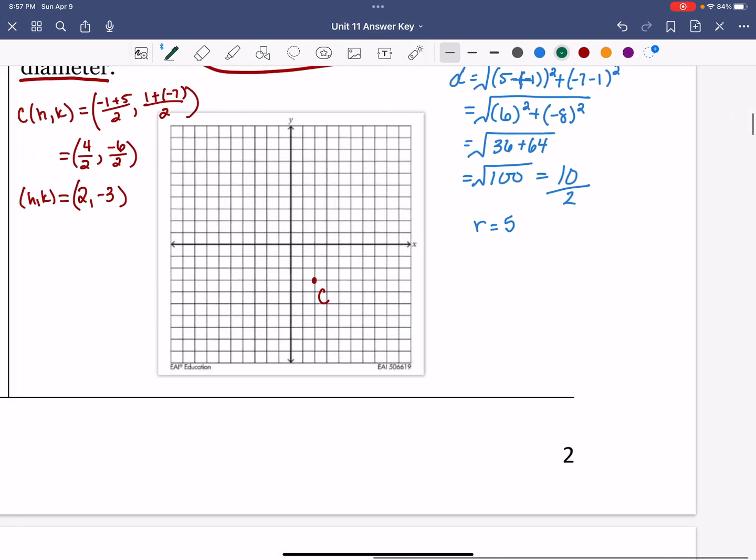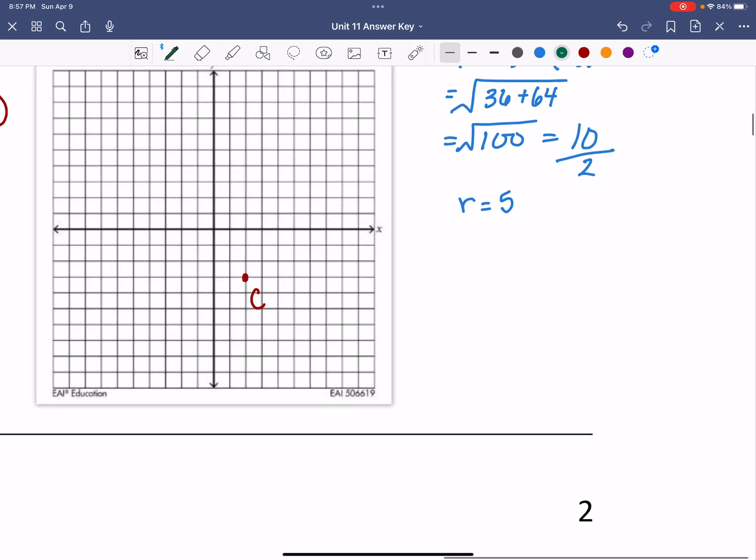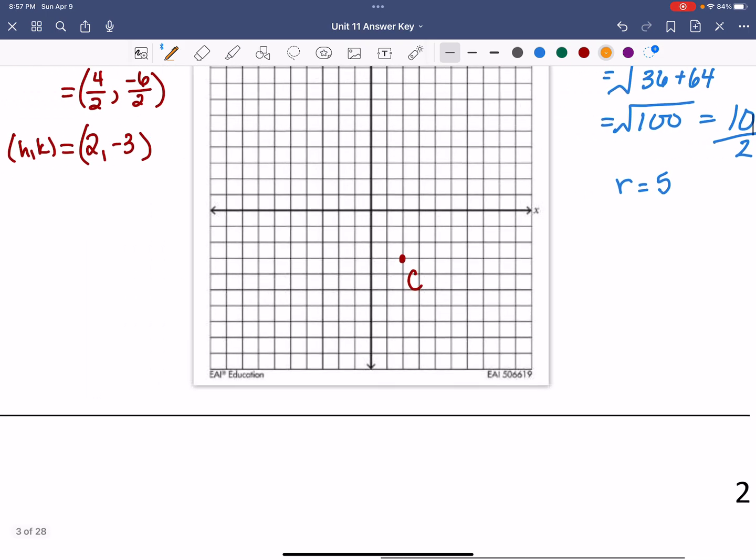So I can actually rewrite my equation here if I really want to, which would be a good practice, and say that this equation is going to end up being (x minus 2) squared plus (y plus 3) squared, which is going to equal 25, which is 5 squared. And that's my lovely equation of this circle.